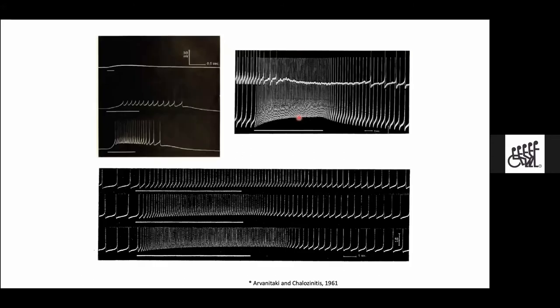Now, I'm going to go a little bit different from these methods and talk about a direct way to stimulate neurons. These are experiments from the 1960s where Arvanitaki and Chalazonitis showed in Aplysia neurons that when you shine an infrared laser on a neuron, you can produce a change in the firing pattern. And you can get a really excitatory response, shown in the bottom. Depending upon the intensity, you can produce an excitatory response, a very high firing rate, or in some cases, you would end up actually silencing the neuron. You can see on the top, there are two different neurons. One of them gets excited and one of them gets inhibited.